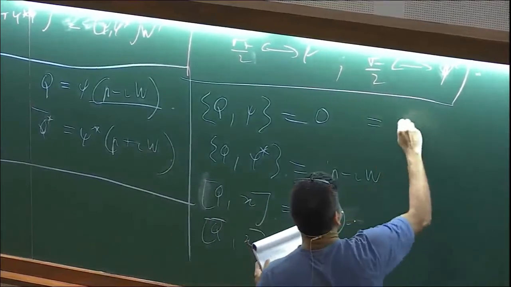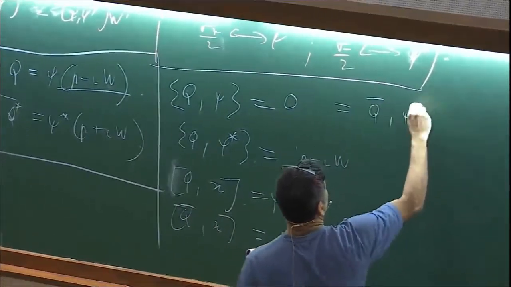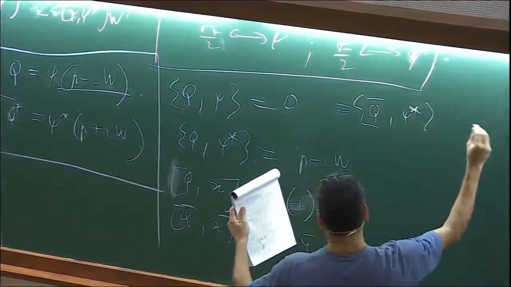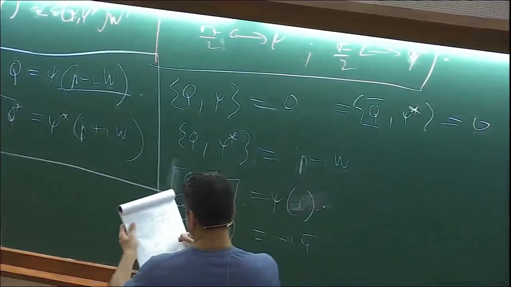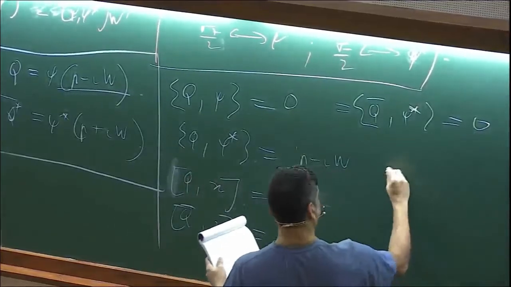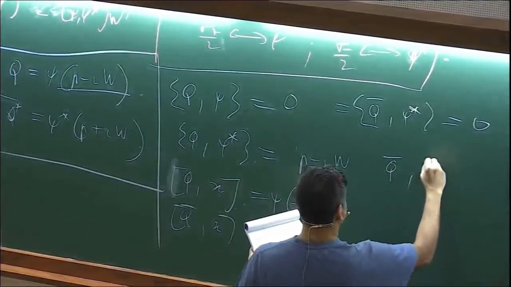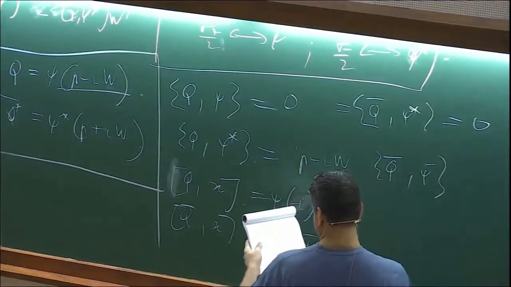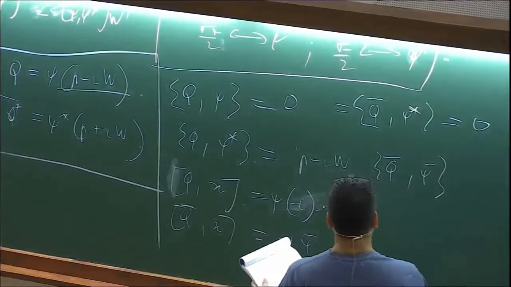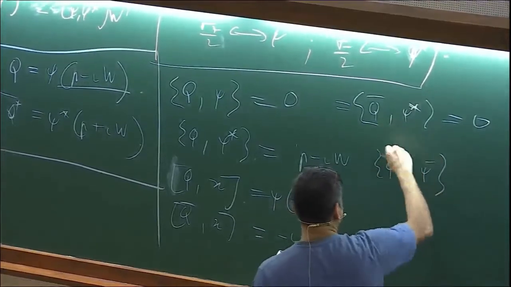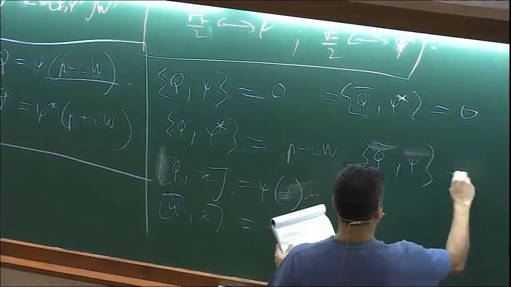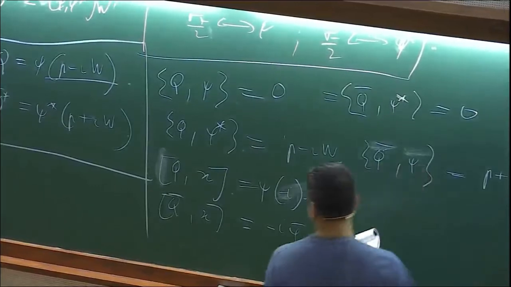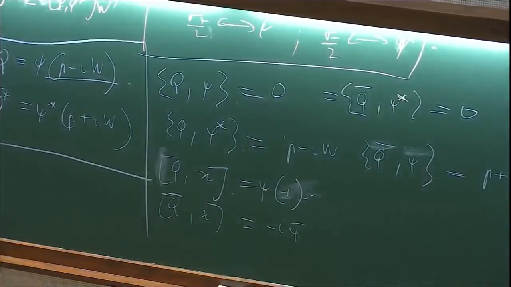We had this, obviously, Q bar with psi bar, or psi star. Sorry, I'll interchangeably use bar and star, just to confuse you. This is equal to 0. And the other non-trivial one is Q bar with psi, which is equal to p plus i omega.